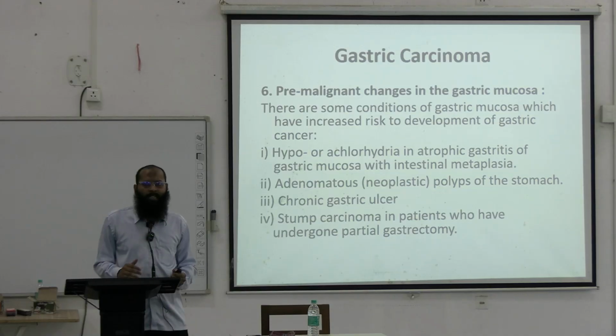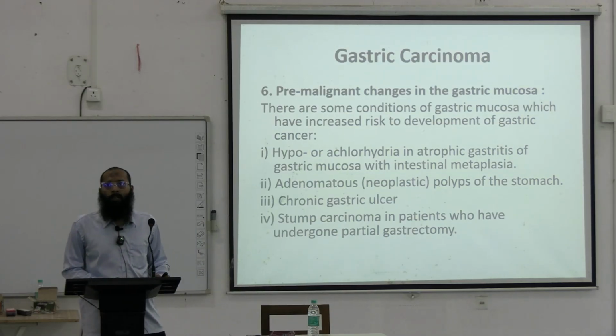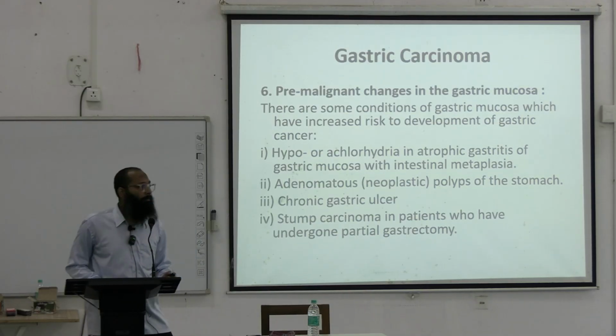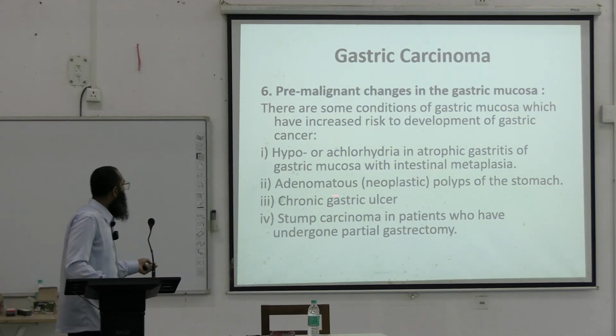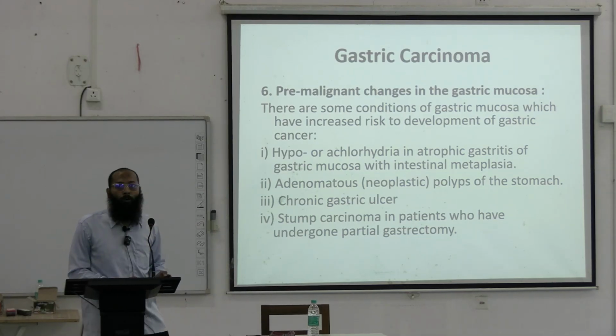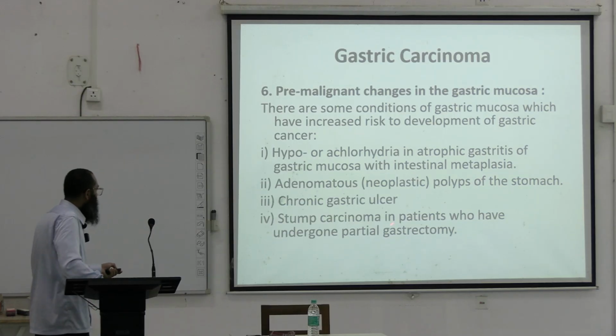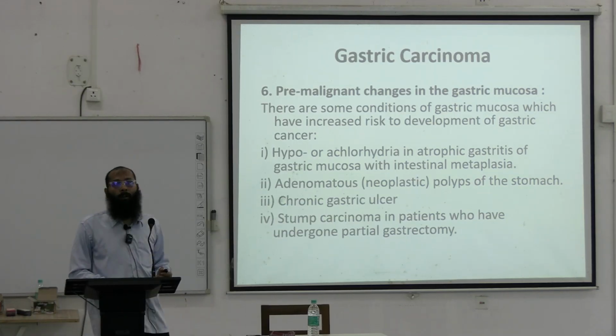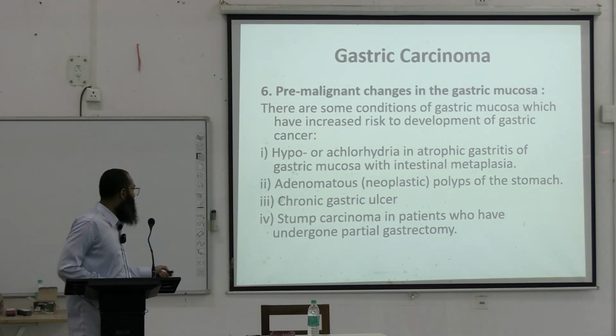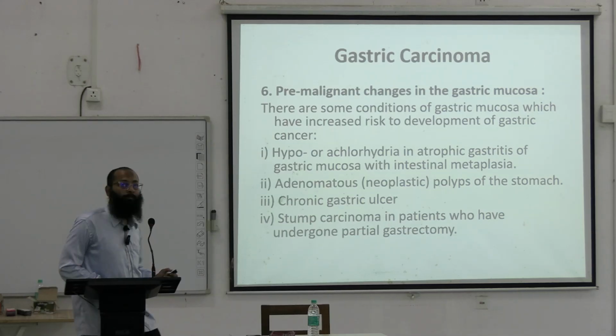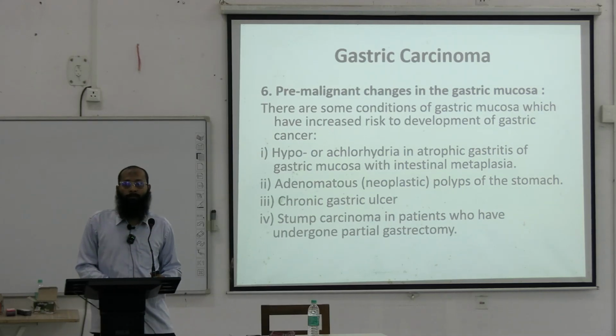Now, some premalignant changes in the gastric mucosa can also lead to gastric cancer, like adenomatous polyps, chronic gastric ulcer, these kinds of things. Remember, stump carcinoma. What is stump carcinoma? Anyone?